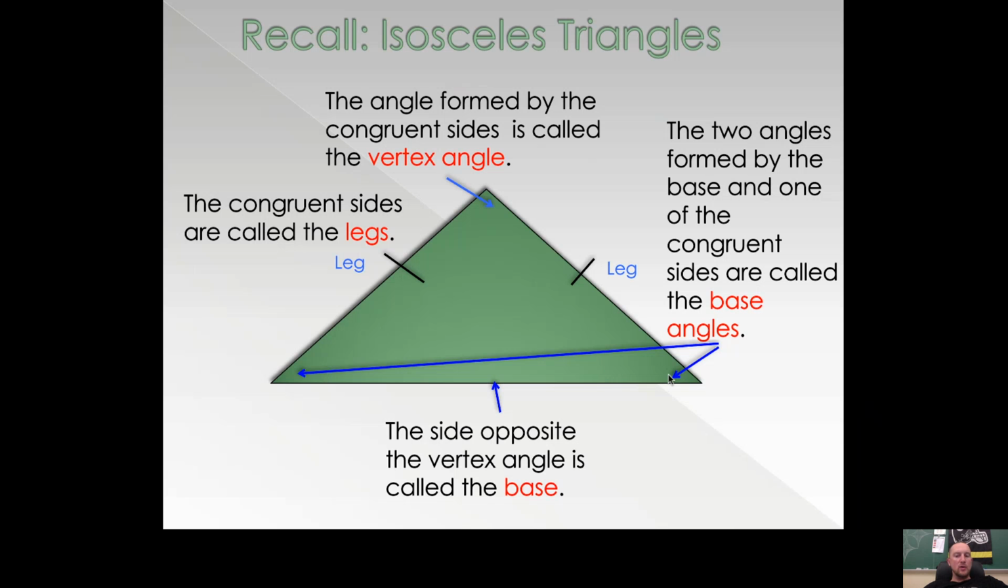Now there are two angles on an isosceles triangle that are congruent also. Those are the ones that touch the base. And that's what we're going to talk about a lot in this section. So these two angles end up being congruent. They're called the base angles. The other angle, the angle that's in between the congruent legs, that's the vertex angle.